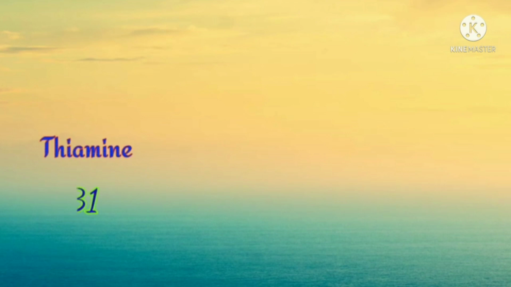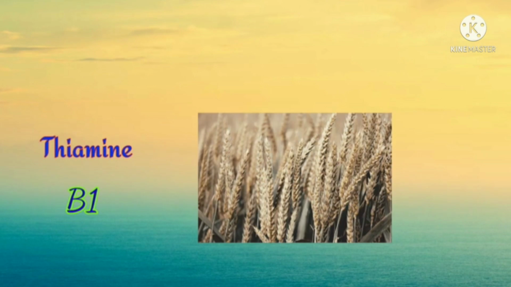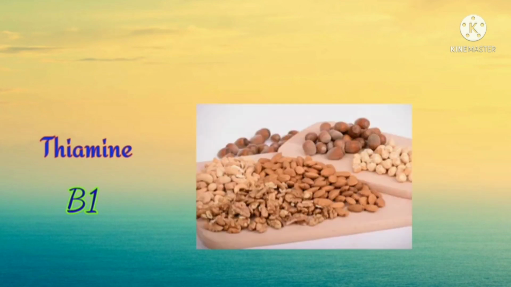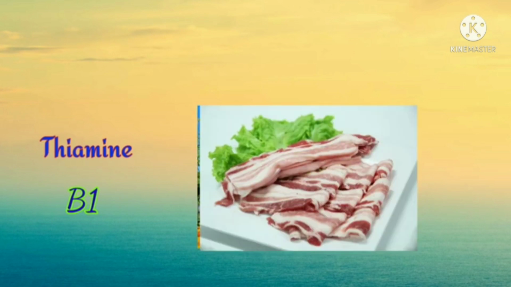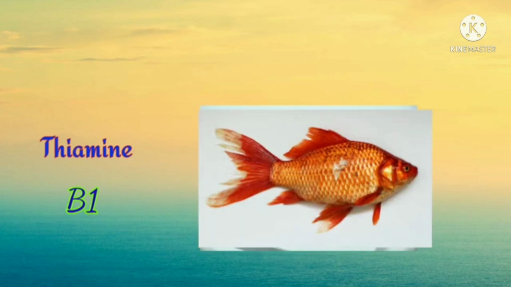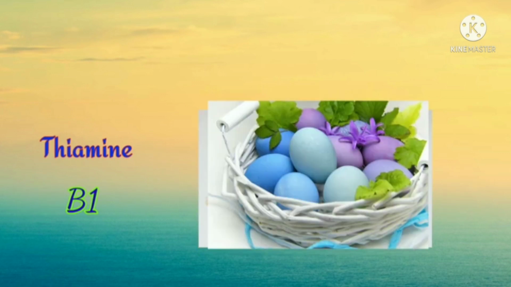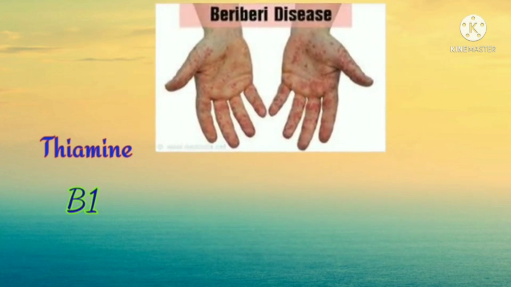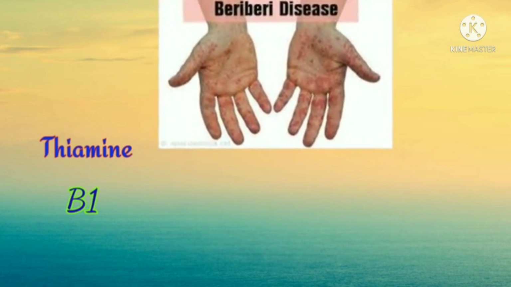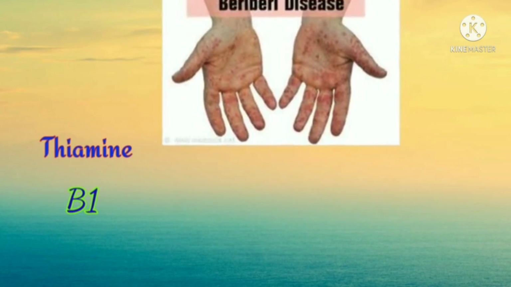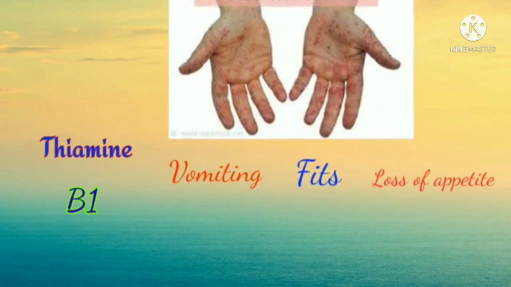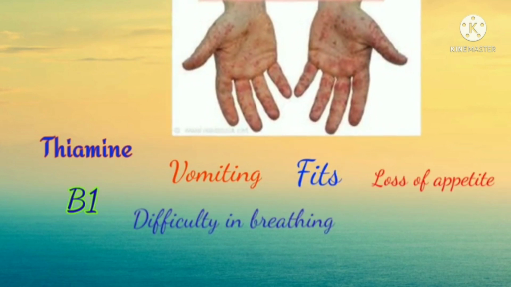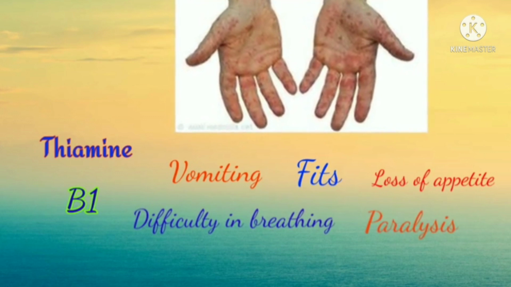Thiamine vitamin. This B1 vitamin is found in cereals, oilseeds, vegetables, milk, meat, fish, and egg. The deficiency of vitamin B1 leads to a disease called beriberi. The symptoms of beriberi are vomiting, fits, loss of appetite, difficulty in breathing, and paralysis.